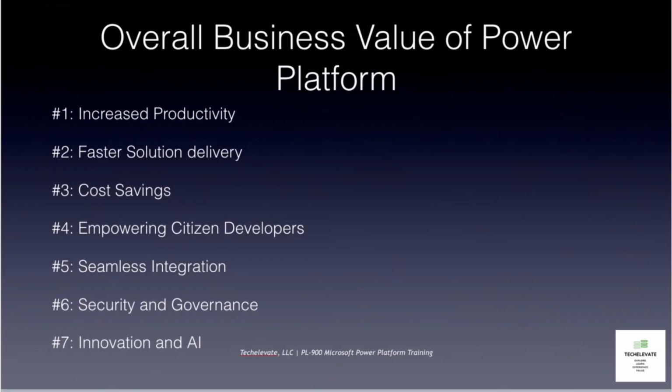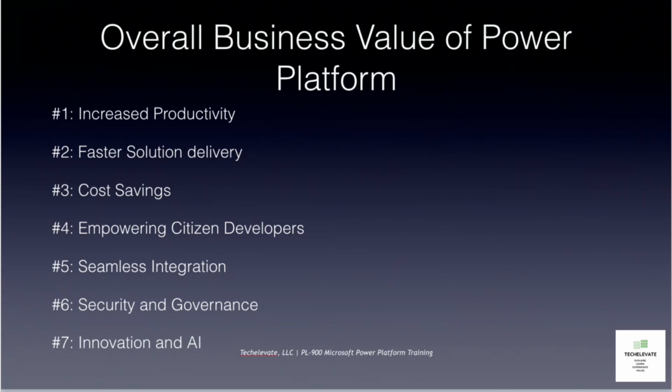On the exam, when you see scenarios involving repetitive processes, manual workflows, time-consuming approvals, think about Power Platform as a productivity solution. The core business value number two, faster solution delivery. We talk about speed. Power Platform is a low-code solution, which means applications and automations can be built much faster than traditional software. This helps organizations respond quickly to business needs, reduce IT backlogs, and deliver solutions in days or weeks instead of months. The key idea here is that Power Platform helps organizations do more faster with fewer resources.